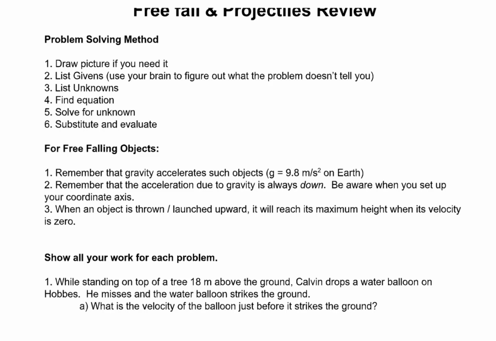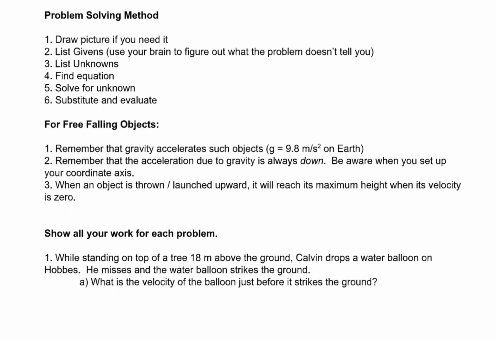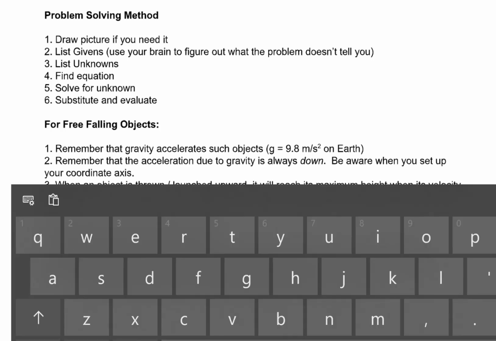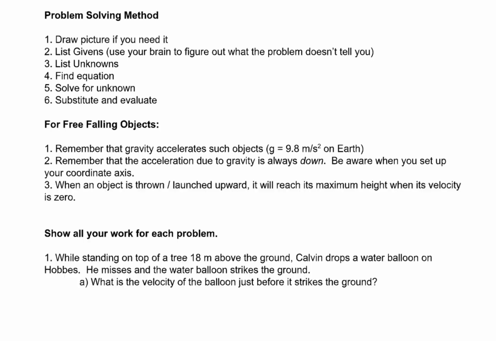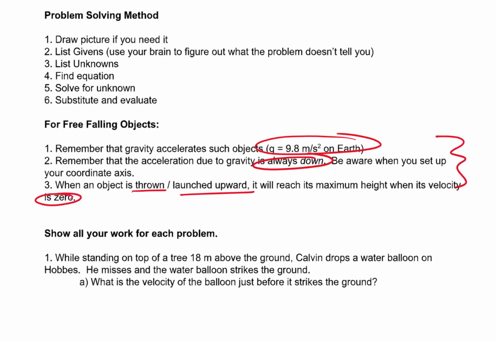Okay, this is our review for the projectiles test. Let's just jump in. There's a quick reminder of the guess method, and then for freely falling objects, gravity is going to accelerate these objects at 9.8 meters per second squared, and it's always down. So that's very important. And when we throw an object or launch it upward, at the maximum height, the velocity is 0. These are given pieces of information that we always need to know when we throw things up.